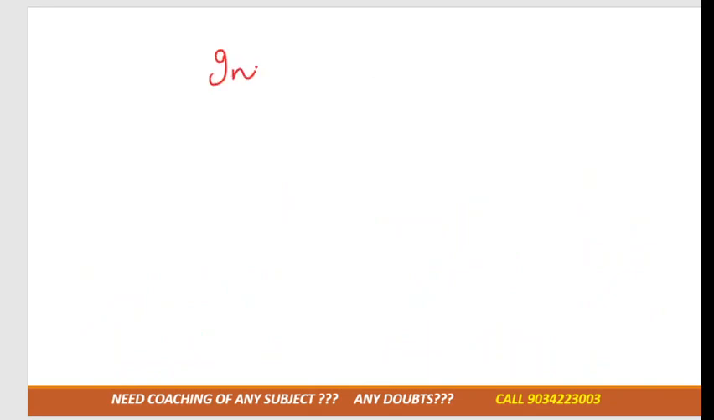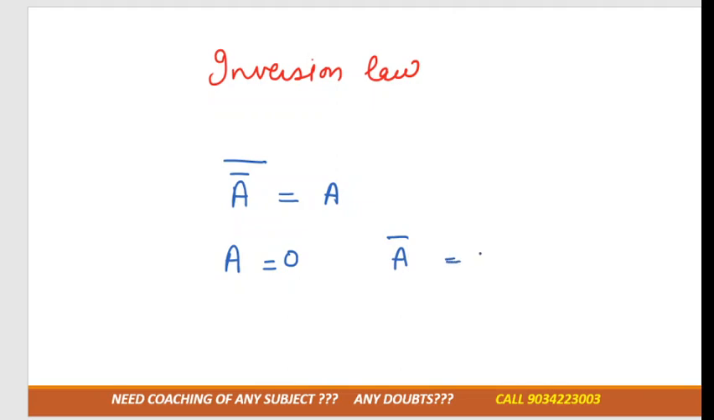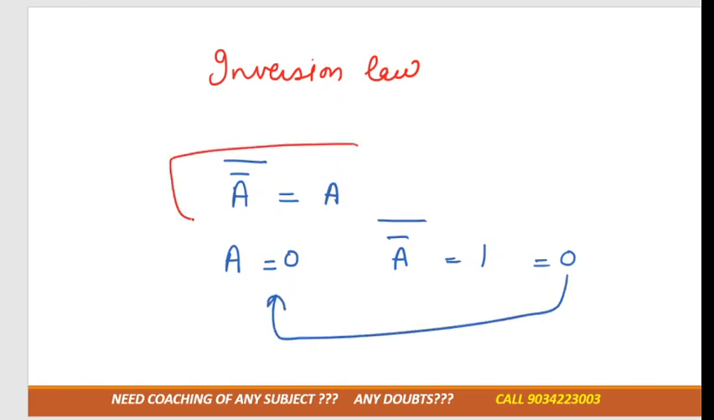Next one is the last law, that is the inversion law. Inversion law means A bar bar. Bar bar cancels, that would be A only. Suppose I'm giving one example, if A is equal to 0, then A bar is equal to how much? 1, right? Then again bar, that would be equal to 0 only. Again back to the previous term. So A double bar is equal to A. We can understand in our own language that bar bar cancels out with each other. Clear?